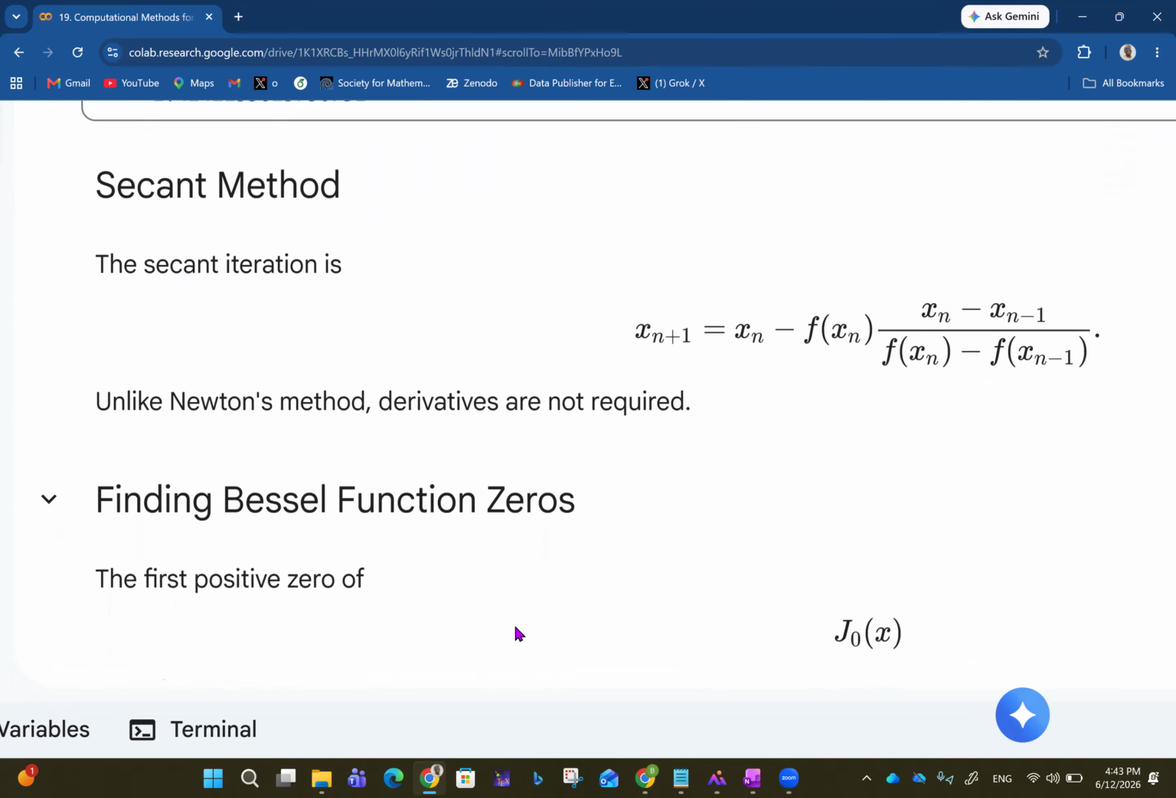Then you have the secant method. The iteration is x sub n plus 1 equals xn minus f of xn multiplied by xn minus xn minus 1, all over f of xn minus f of xn minus 1. Unlike Newton's method, derivatives are not required here. It's more like you're just doing some geometrical stuff here.